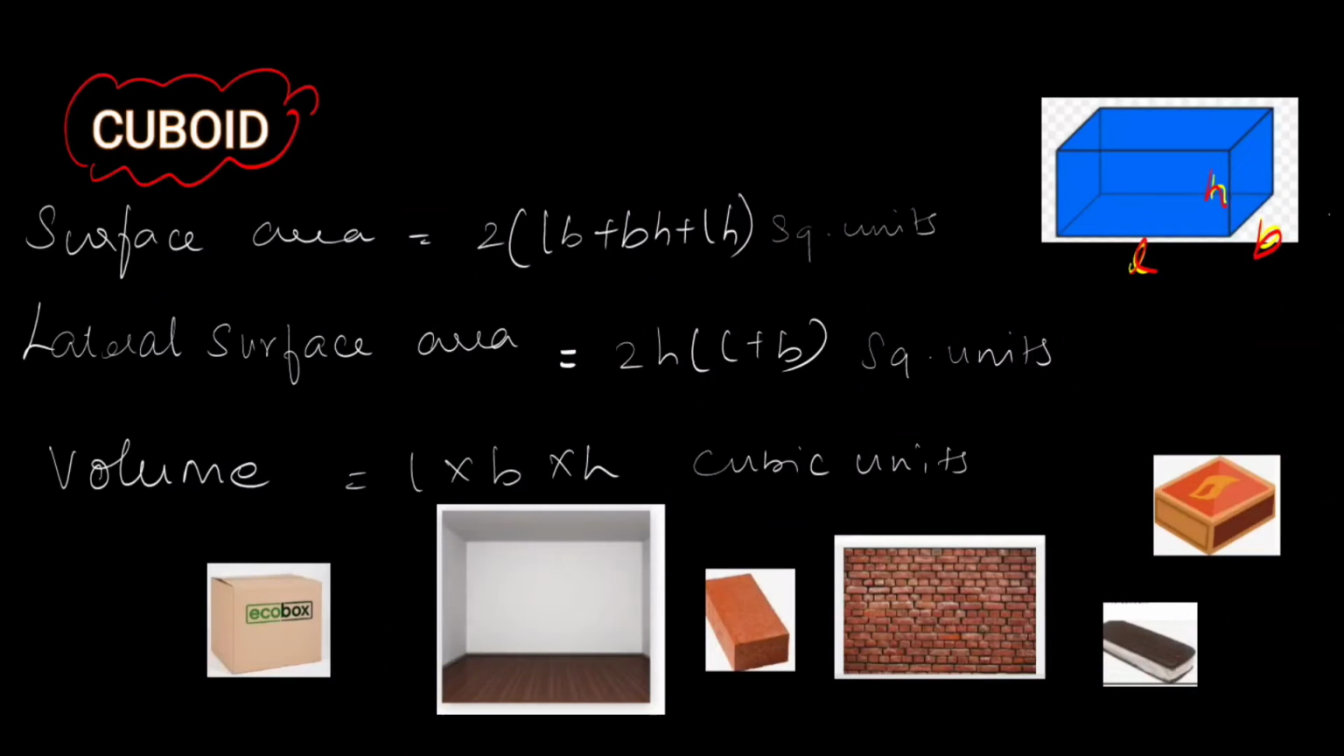What cuboidal shapes do you see around you? You're sitting in a room, which is obviously a cuboidal shape. A brick, a duster, a matchbox, a box, your pencil box, everything is cuboidal in shape. It has height, length and breadth.